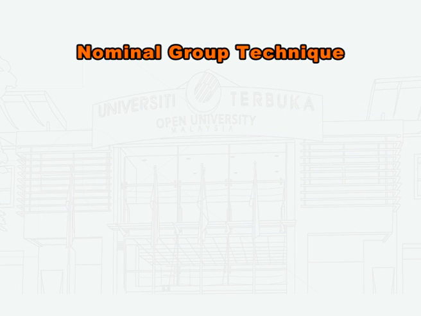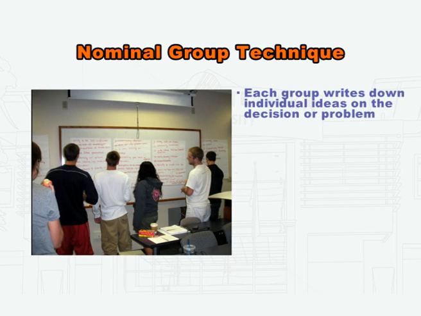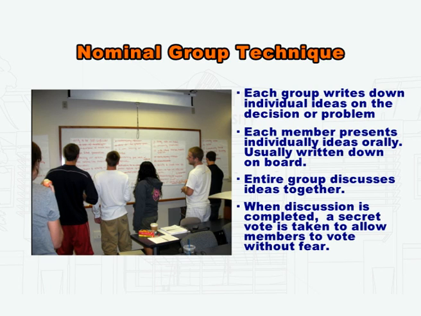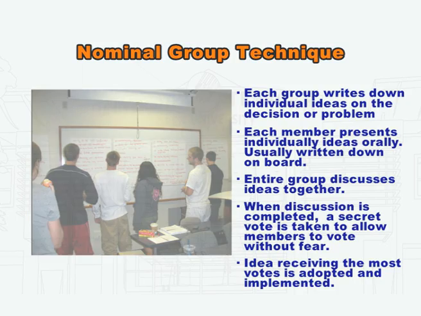Under the nominal group technique, each group member writes down individual ideas on the decision or problem, and then each member presents the individual ideas orally. These ideas are usually written down on a board. The entire group discusses the ideas together. When the discussion is completed, a secret vote is taken to allow members to vote without fear. The idea receiving the most votes is adopted and implemented.